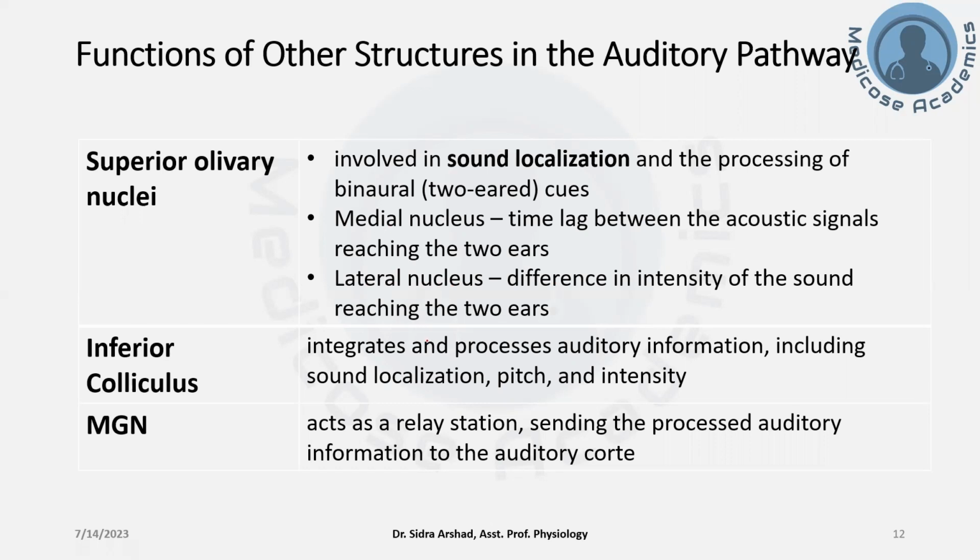Inferior colliculus is involved in the integration and processing of auditory information, including sound localization, pitch, and intensity. So you can see that these features are being distinguished at the lower areas; this discrimination between sound localization, pitch, and intensity does not occur in the auditory cortex alone. It begins in these lower areas. Whereas the medial geniculate nuclei act as relay stations, sending the processed auditory information to the auditory cortex.